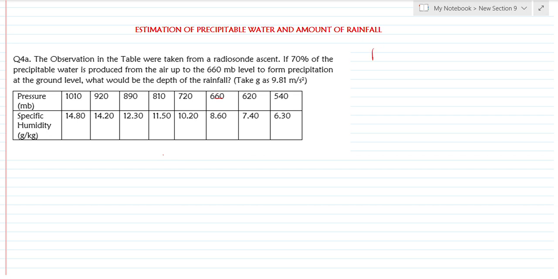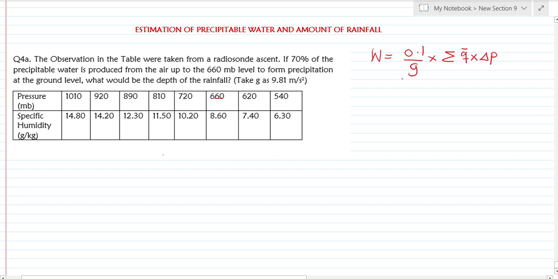Now we know that the precipitable water equation is given by 0.1 over g multiplying the sum of the product between the average specific humidity and the change in pressure. So this is the formula.